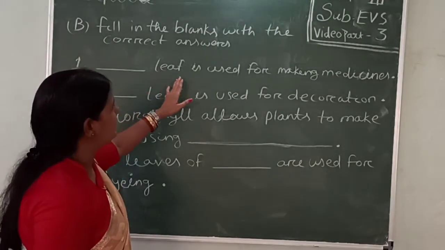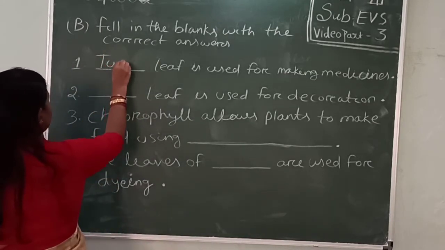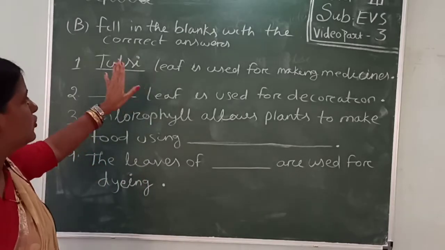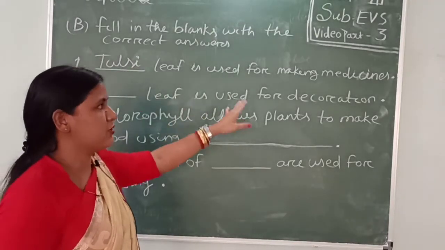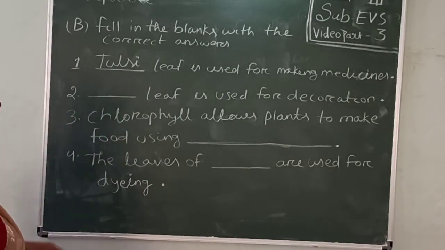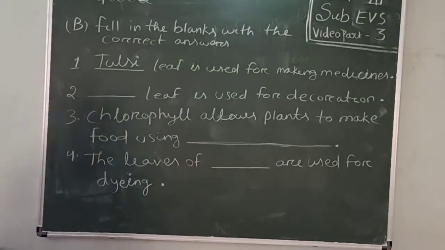Tulsi leaf is used for making medicine. Okay, you write here tulsi. Tulsi leaf is used for making medicines. Okay, in next number 2, dash leaf is used for decoration. The options are rose, banana, mango and coriander.